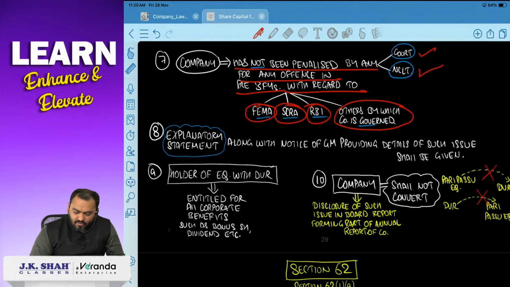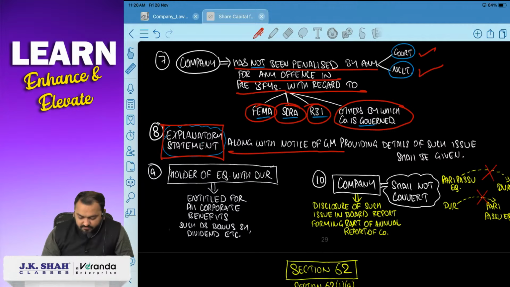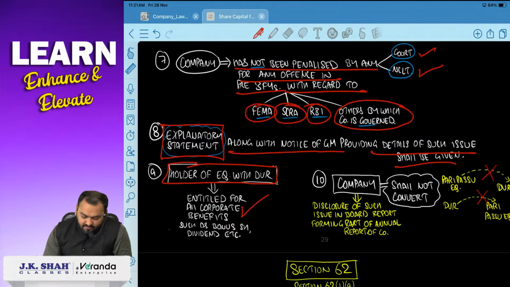Okay, then when you are passing which resolution for this type of issue? Ordinary resolution in general meeting, right? So now that is a chapter in CMSL, SCRA, Securities Contract Regulation Act. So when you are passing OR, you need to attach explanatory statement along with the notice of general meeting, giving all the details to the members so that they will read that and they will be ready with their votes. Okay, now tell me, the holder of equity shares with DVR are entitled for all the corporate benefits just like other shareholders? Yes, they are entitled for all the corporate benefits such as bonus shares, dividend, rights, everything.